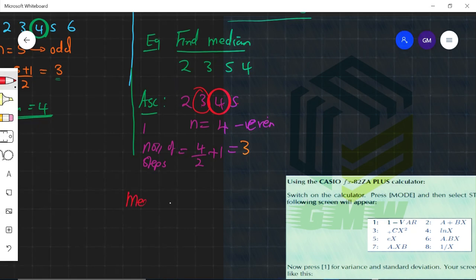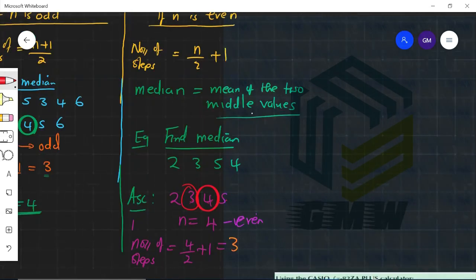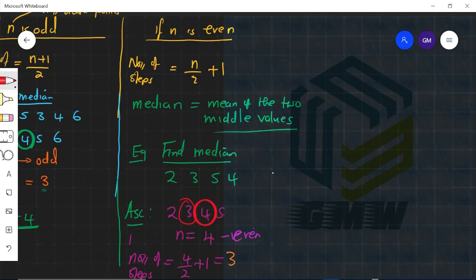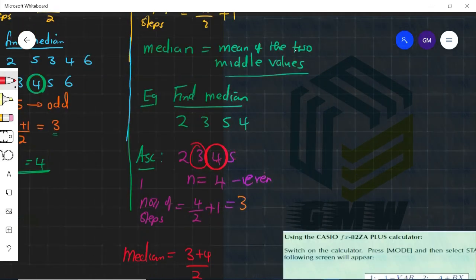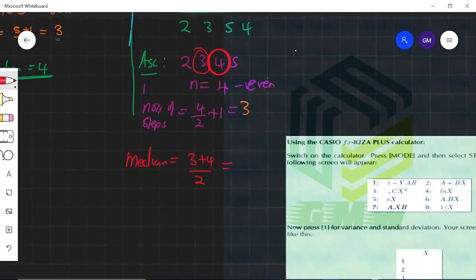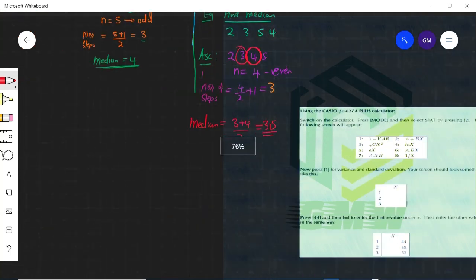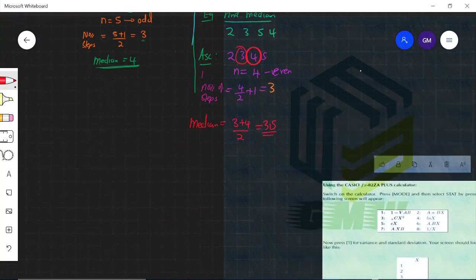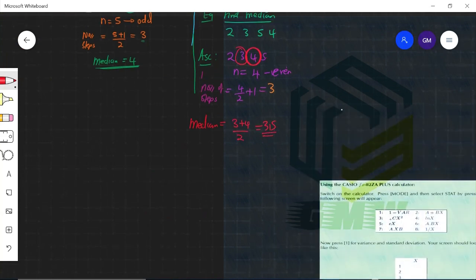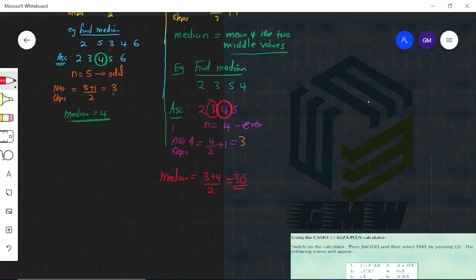So the median will be equal to 3 plus 4 divided by 2. That's the sentence where I said it will be the mean of the 2 values in the middle. So what is the answer? 3.5. That's your median. Are we good? So this one is measures of central tendency. Can I move on now to the measures of dispersion?